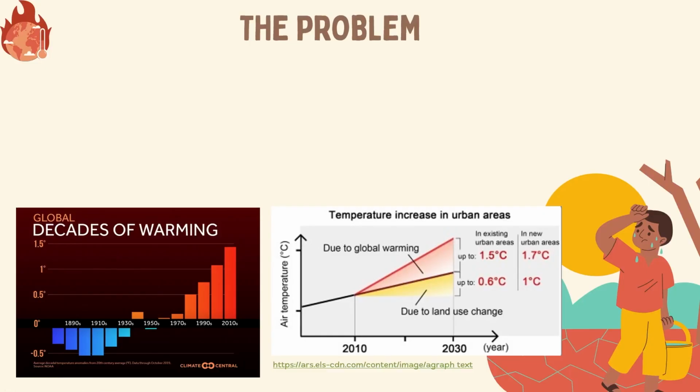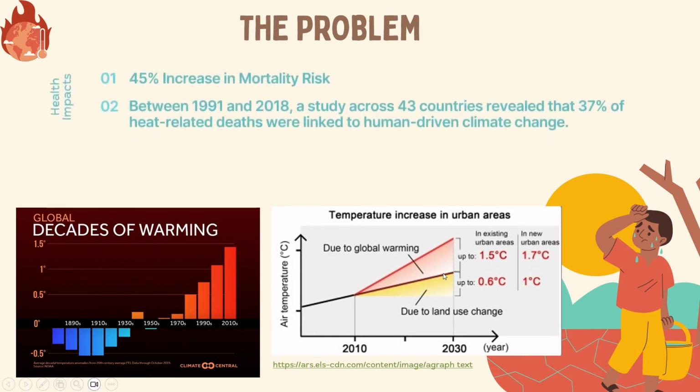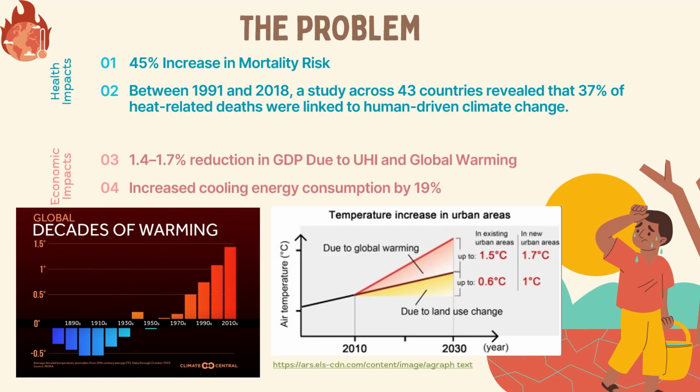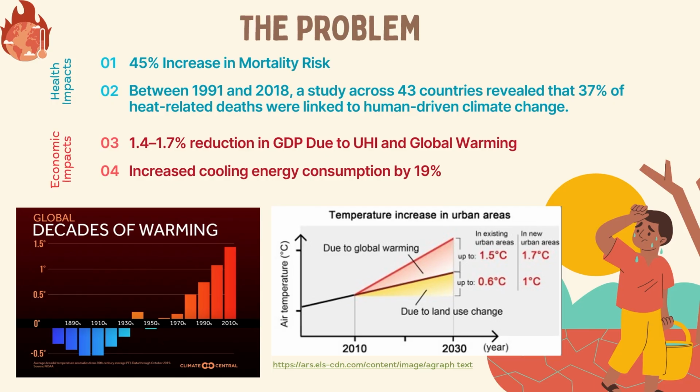UHI is not just about discomfort, it's a silent threat posing numerous health and economic losses. For instance, a 45% increase in mortality risk is estimated due to UHI, and about a 1.5% reduction in GDP is seen due to UHI and global warming. So it's time to end this heat strife and move towards a cooler, sustainable, and resilient urban future.